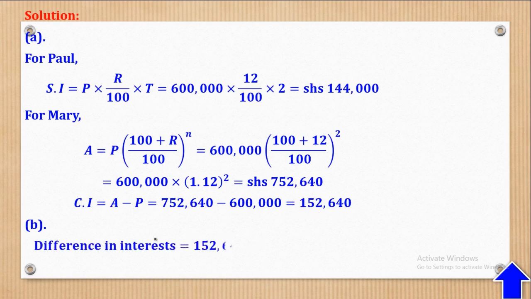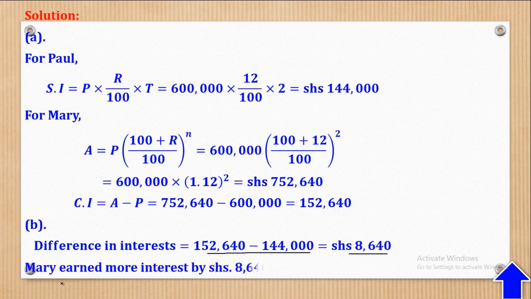Then for part B, they wanted the difference in the interest, so the difference will now be shillings 8,640. So therefore I'll conclude that Mary earned more interest by shillings 8,640. So basically that's what they wanted in part A and part B.